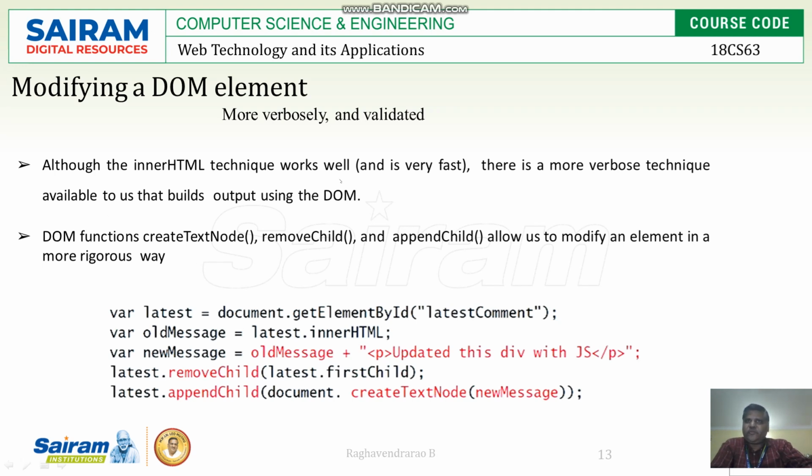Although the innerHTML technique works well and is very fast, there are more techniques available to build that particular DOM output. These functions are there: createTextNode, removeChild, appendChild. There are so many functionalities present in the DOM objects. Here an example is being taken: document.getElementById latestcomment, oldMessage is latest.innerHTML, newMessage is oldMessage plus this text information of the HTML page. A paragraph is being written here, then these two have been merged into the new message.